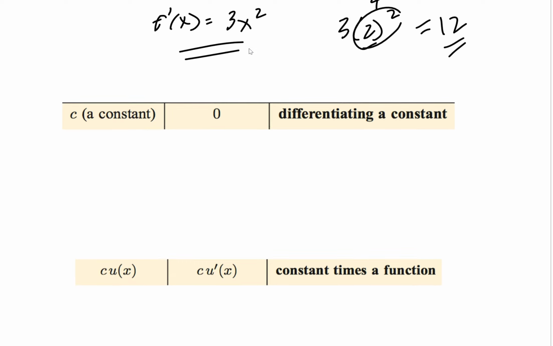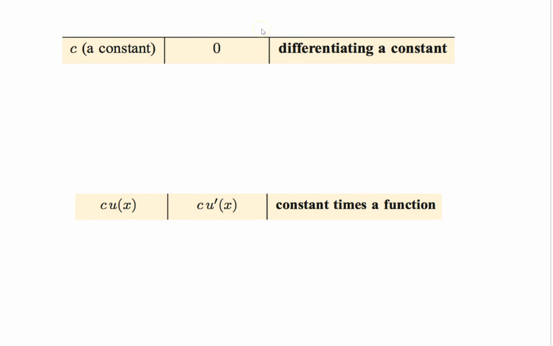So let's talk about some other easy rules while we're at it. So the first one is a kind of constant rule. What if I give you the function y equals 3? Well, the derivative of that is just 0. Always. If I give you a constant, the derivative of that is always just going to be 0.